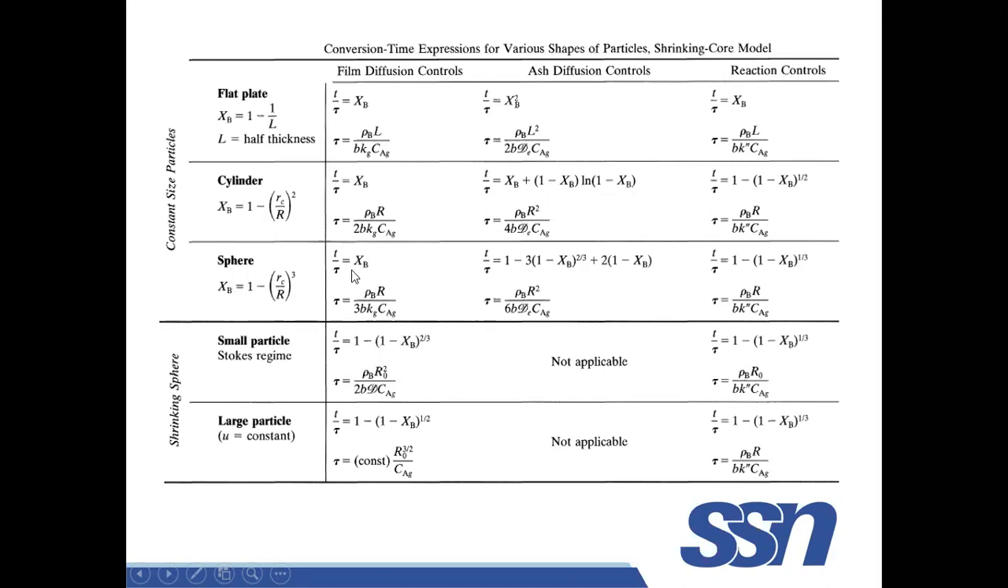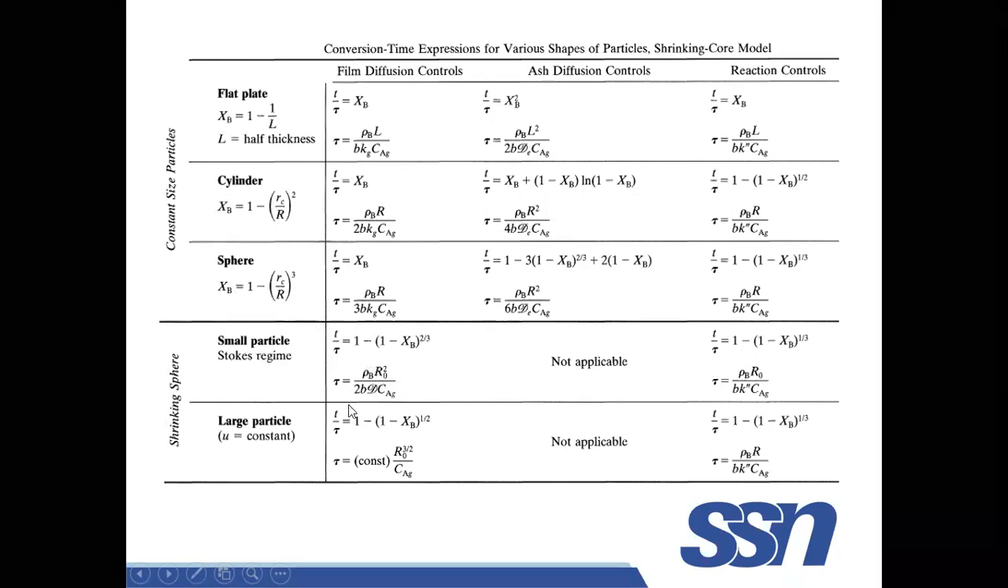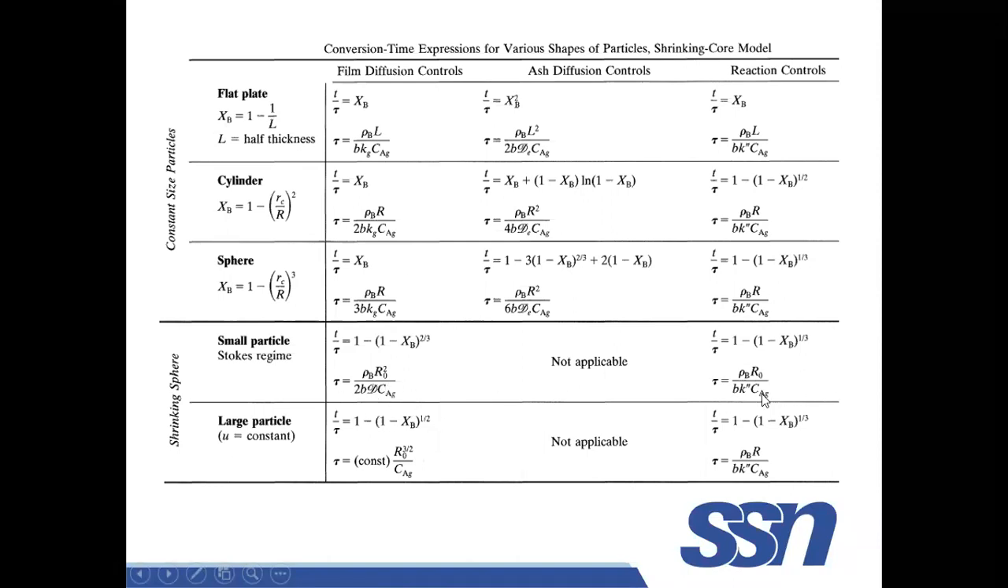For a spherical particle it is this, for a cylinder this, and even for a shrinking particle, small particle and large particle, the expression is this. You can see here it is absolutely the same as this particular thing. Whether the particle is shrinking or not shrinking, the reaction control expression is the same, tau is the same, whereas t by tau will differ. Here it is 1 minus xb, here you get 1 minus xb whole power 1/3.